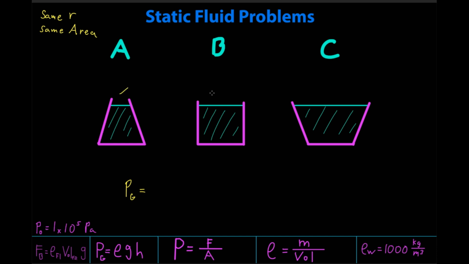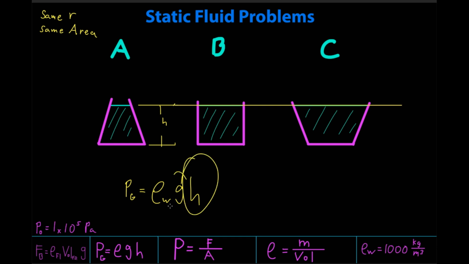For starters, they all have the same atmospheric pressure, so I'm just going to ignore that. Pressure at depth is rho g h. Well, I stated the water's all filled to the same height, so h is the same. Same planet, so g is the same, and I said they're all filled with water, so the density is the same. Therefore, the pressure at the bottom of each glass is the same.